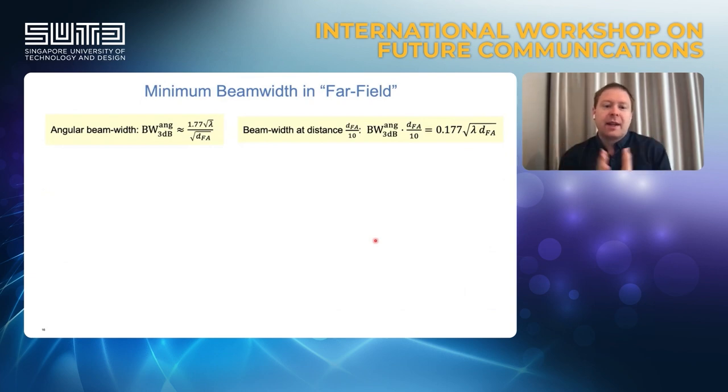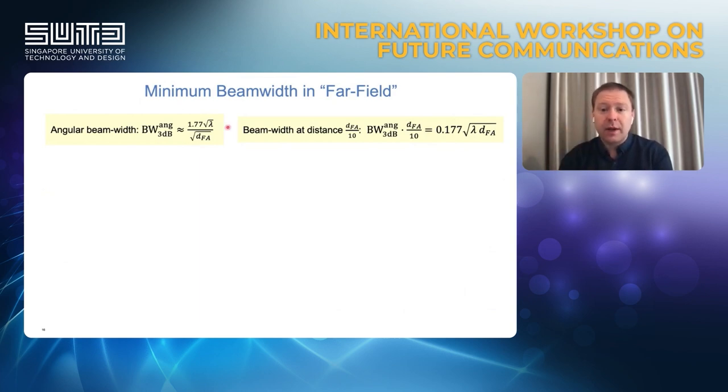So how tiny can those regions be, for example, in terms of beam width? Before, I was showing you in angles. We have a particular beam width, and there is a classical formula for that one. It's approximately 1.77 times the square root of the wavelength, divided by the square root of the Fraunhofer distance. But we don't usually care about the angle here, but the actual physical distance. Is it large enough to capture an entire antenna or an entire user device?